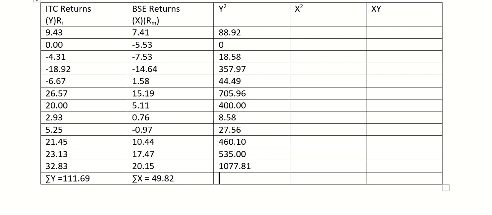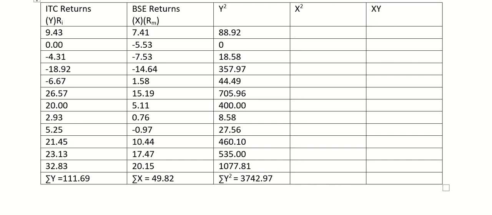Then it is 1077.81. And the summation of y square, here summation of y square is 3742.97. Okay. So next we will calculate x square.